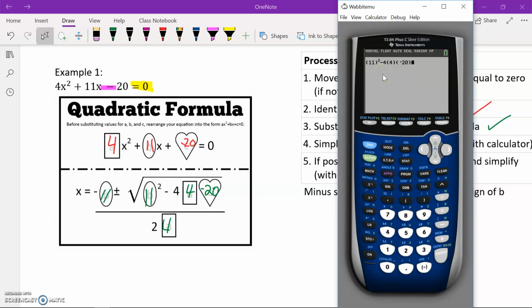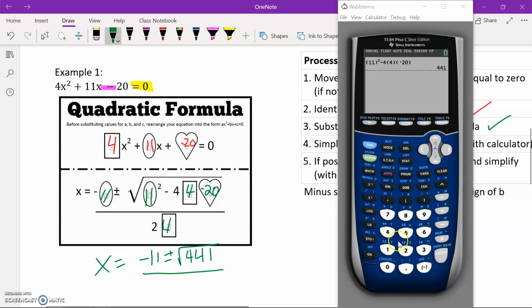Now you notice every number that I substituted in is in parentheses to make sure that my calculator knows the order to do all of its steps. If I hit enter, I get 441. So now I'm going to get x equals negative 11 plus or minus the square root of 441 over 2 times 4, which is 8.